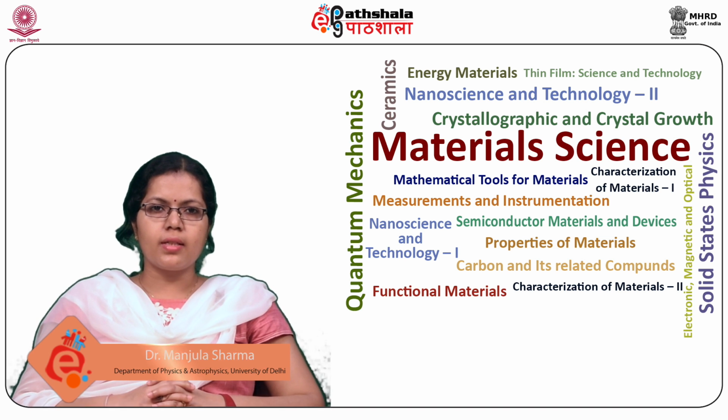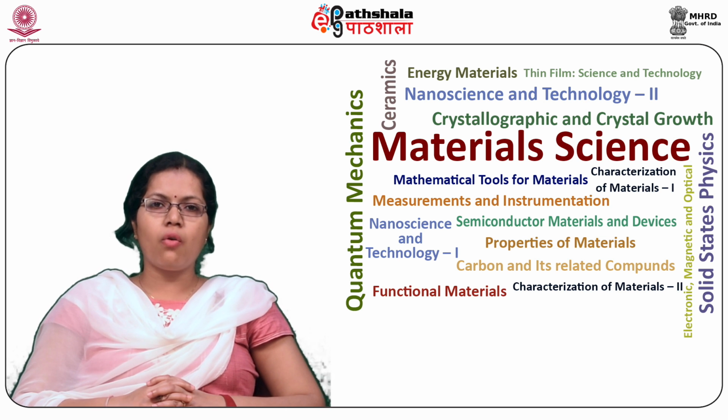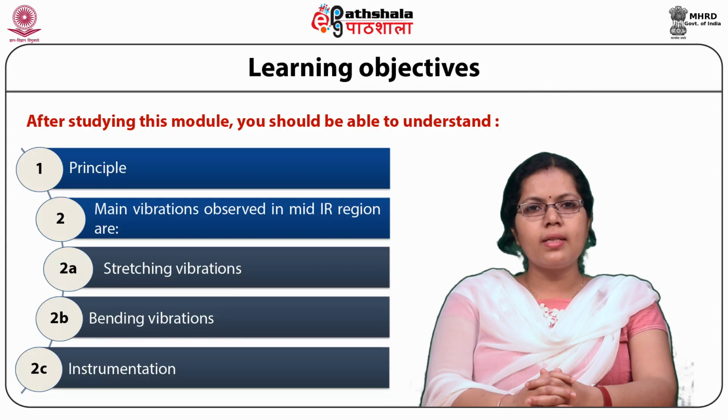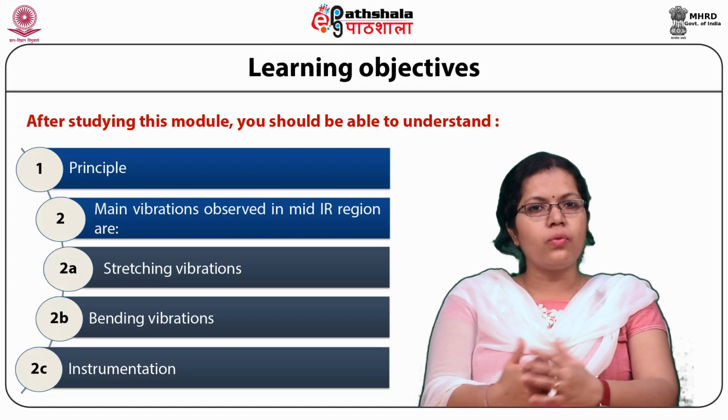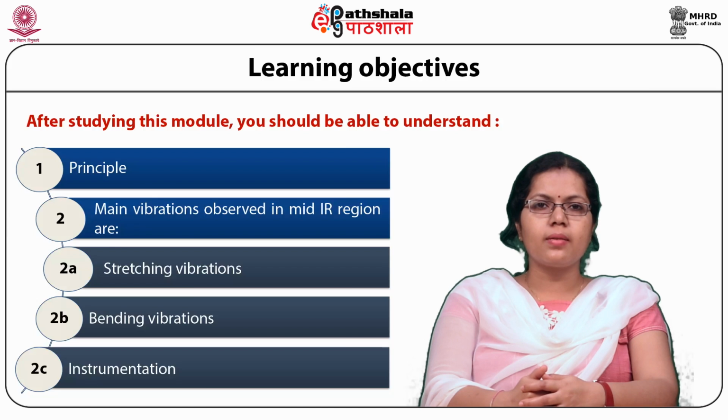Today we are going to discuss the module Spectroscopy from the paper Characterization of Materials 1. After studying this module, we should be able to understand the principles and instrumentation of UV-Vis IR. First of all, we'll study the principles, then the instrumentation and the instrumental components.